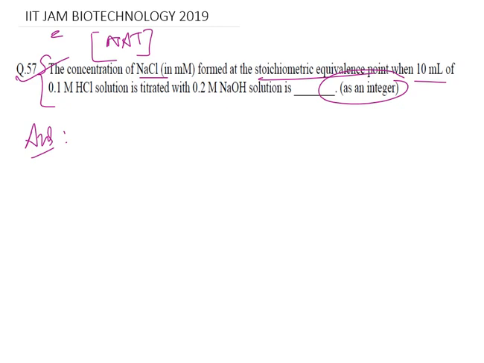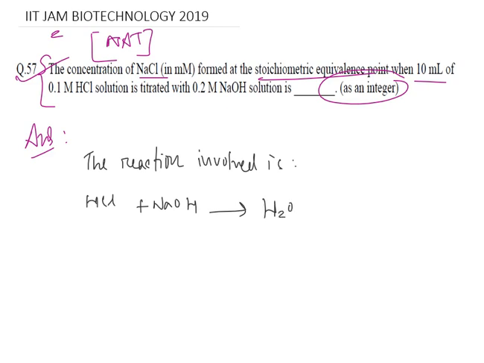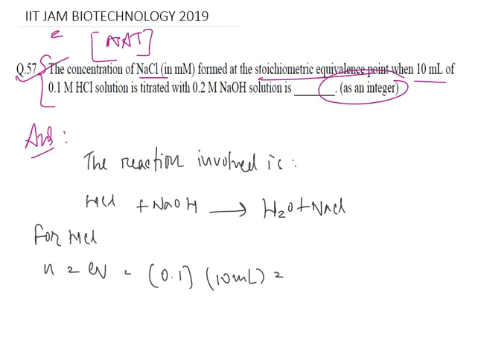The reaction involved is HCl plus NaOH, which results in H2O plus NaCl. For HCl, n is equal to CV, that means 0.1 into 10 ml, which results in 0.1 into 10 into 10 to the power minus 3 mole.